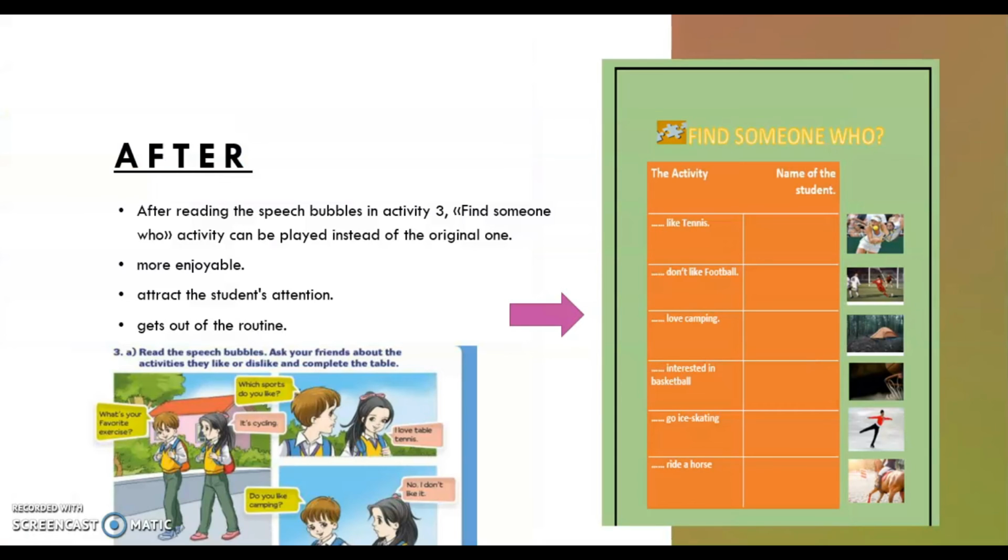So, we modified the activity as a Find Someone Who game. After reading the speech bubbles in Activity 3, the Find Someone Who activity can be played instead of the original one. So, the activity became varied as a speaking game and more enjoyable. Also, in the new activity, students may find more opportunity to speak, and the speaking activity may get out of the routine. They may have a chance to make sentences with different structures instead of a single word.